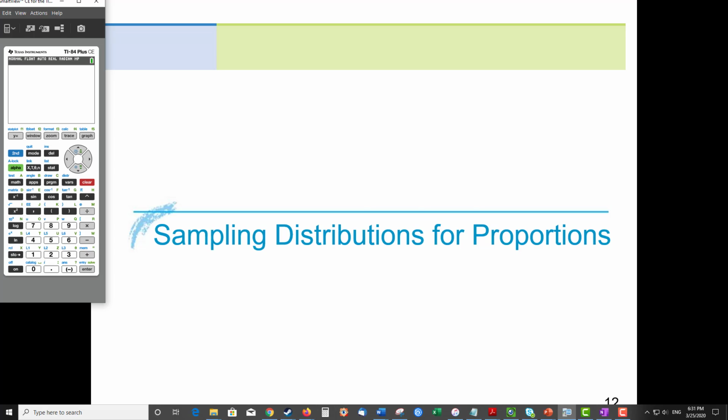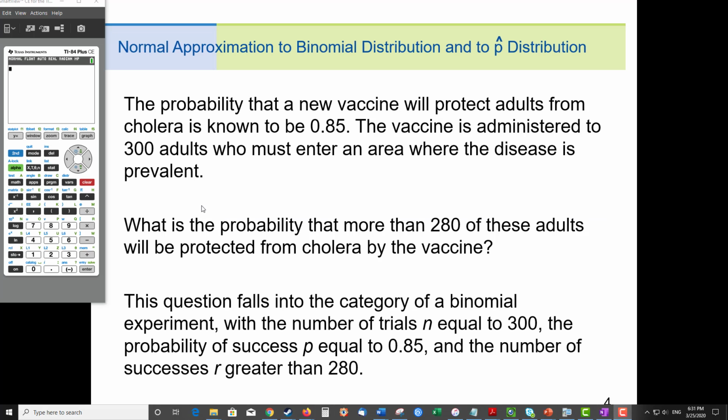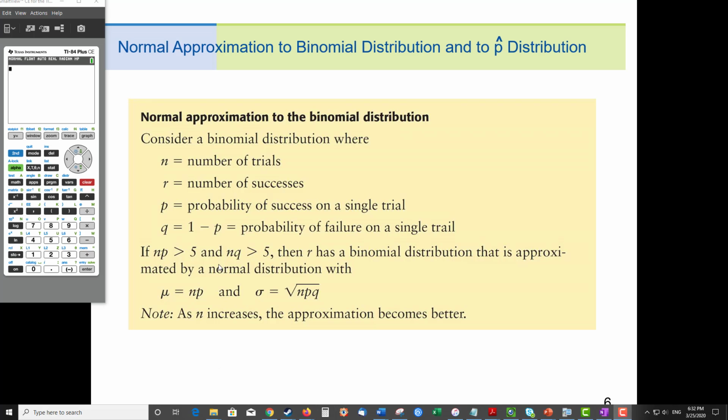The sample problem we're going to do, in fact, is we're going to go back to our original problem that we had at the chapter start. So this was our problem. We have a new vaccine. Its probability of success is 0.85. We want to know what is the probability that more than 280 will be protected from cholera by the vaccine. And again, we have to be aware that mu is going to be n times p, and sigma is the square root of n times p times q.